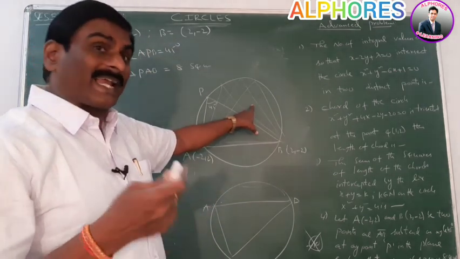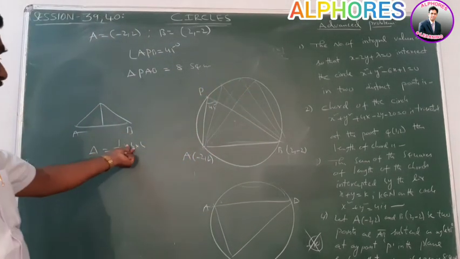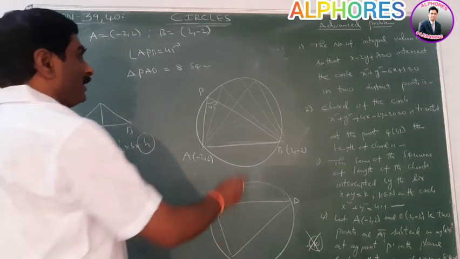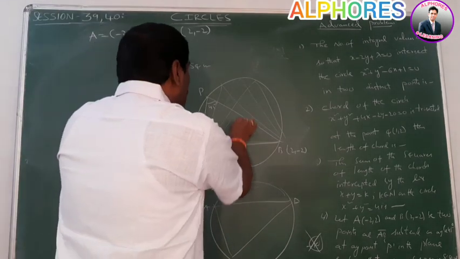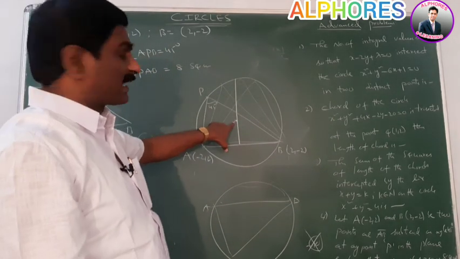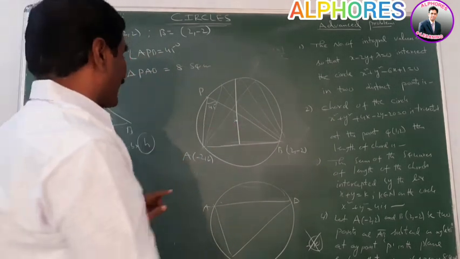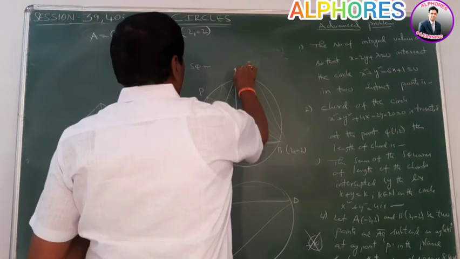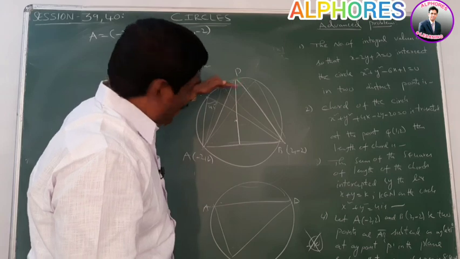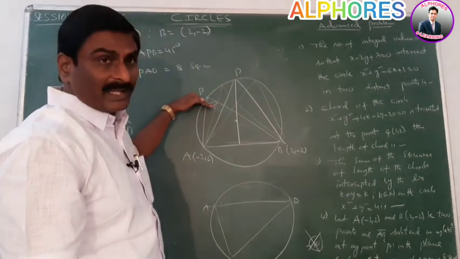For getting the maximum area of the triangle, AB is constant, so for maximum area, H must be maximum. For getting H maximum, the height must pass through the center of the circle. It is very, very important. For getting maximum area, the point P lies here. Suppose the point is here, the height is less. That means the area is less than this maximum area.